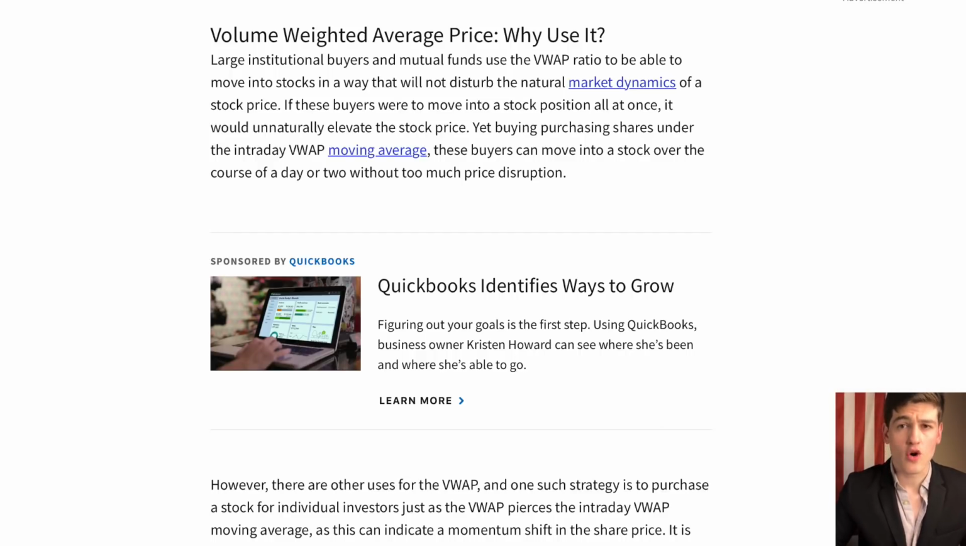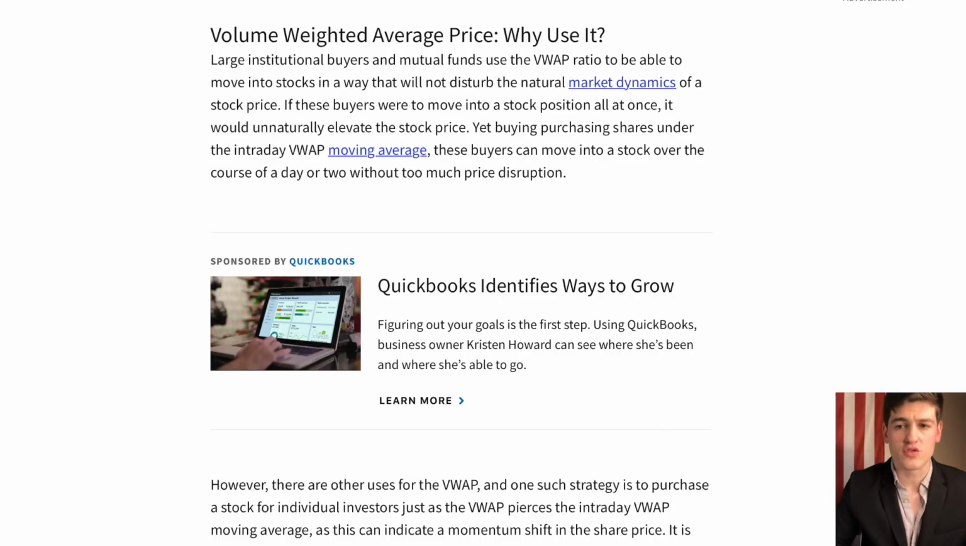Now, the reason these big corporations like the VWAP is because these players buy extremely large amounts of shares, and thus if they aren't careful, they could move the share price overall. Think about it, if you're buying $200 million of shares in a billion-dollar market capitalization company, this is obviously going to have a huge effect on the share price.